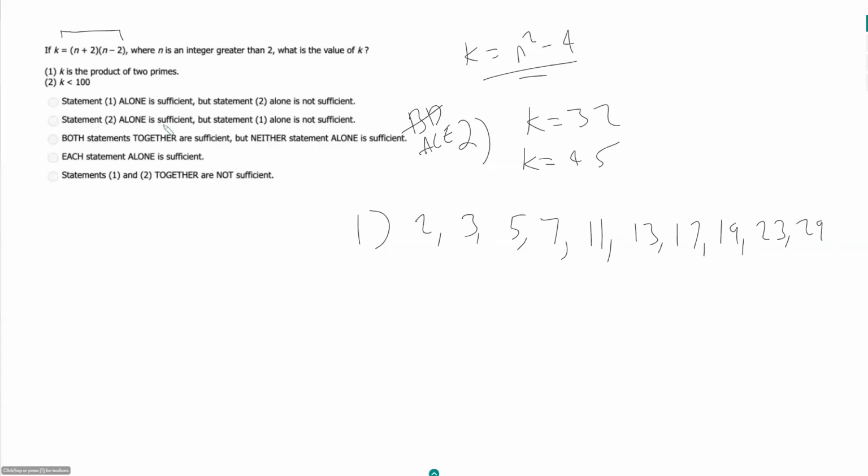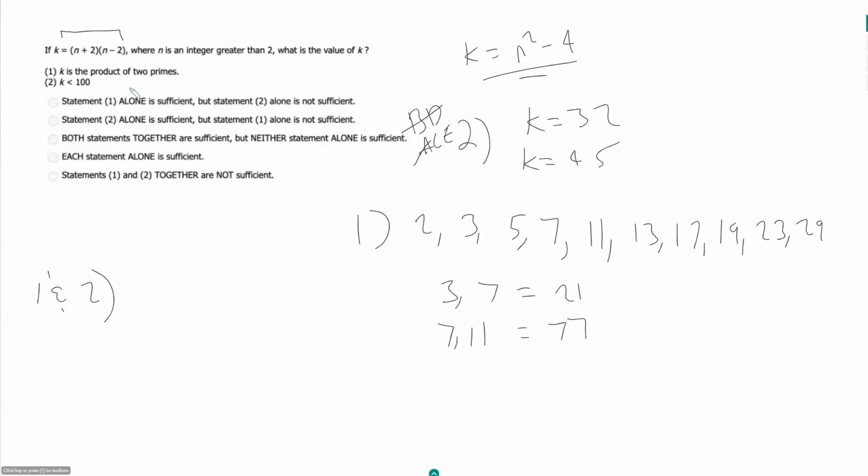If I can find 2 different ones that are 4 apart from each other, remember, I can't be using the other statement now. I'm only looking at this one. And I can say this is insufficient. So 3 and 7, those are 4 apart from each other. And then 7 and 11 as well. So k could be equal to 21, or it could be equal to 77. So this one is insufficient.